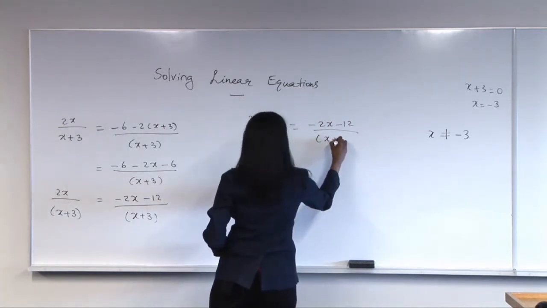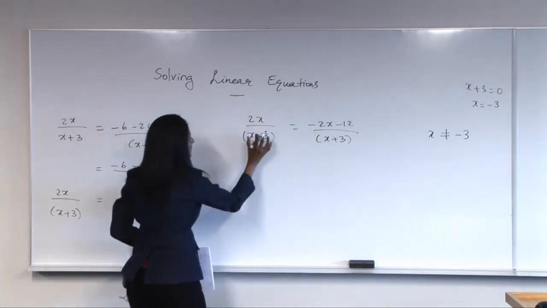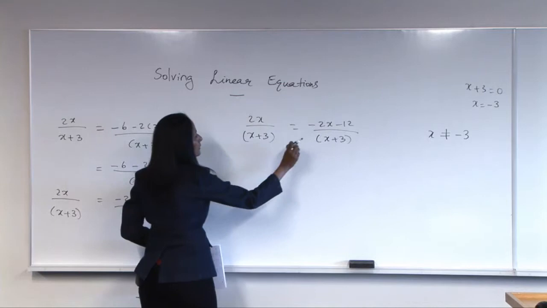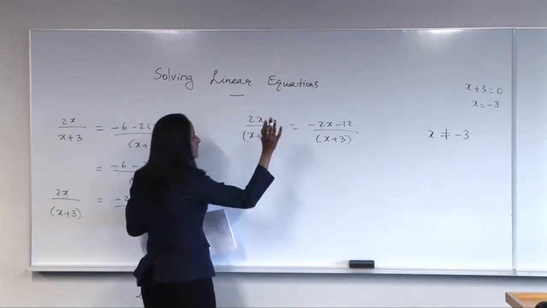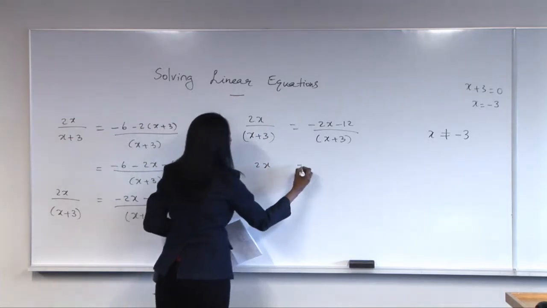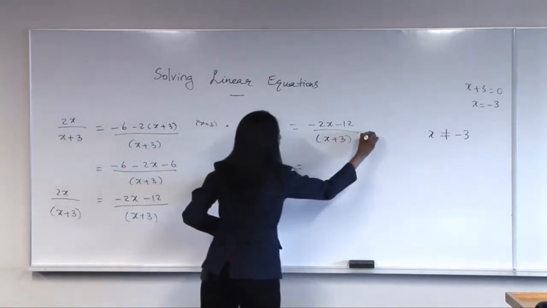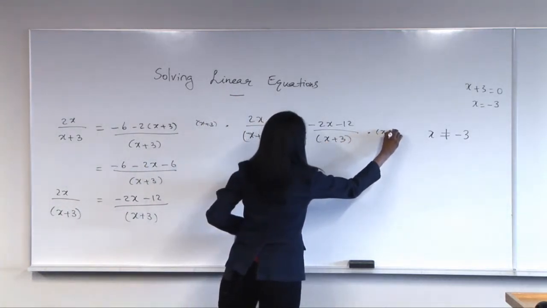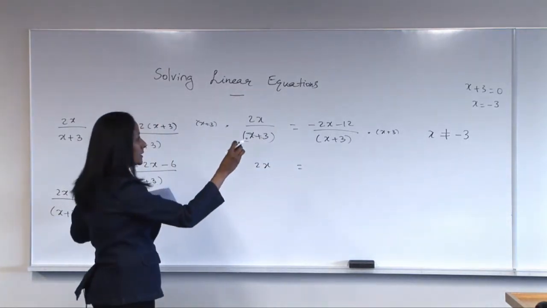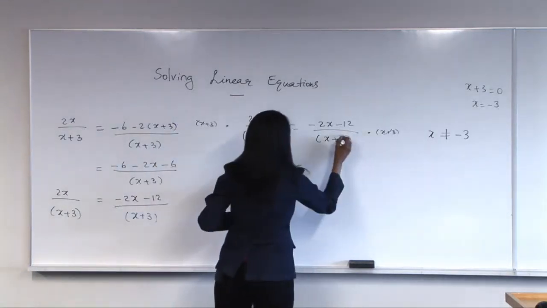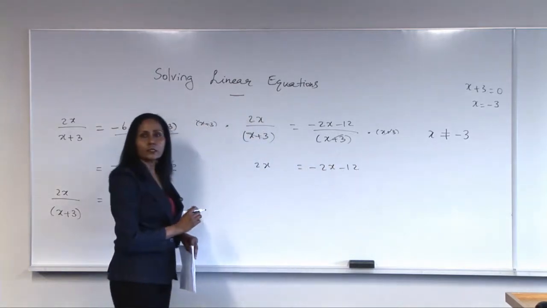So this is what we have there, right? So this is just a number. Remember, if you have a 7 here, what do we do? We multiply both sides by 7. To get rid of that 7, we just equate the numerator. So 2x is equal to, so this is just multiplying by x plus 3. These two cancel out. You have to do the same thing on both sides. When you multiply by a number on one side, you have to multiply by the same number on the other side. So now we have 2x is equal to negative 2x minus 12.